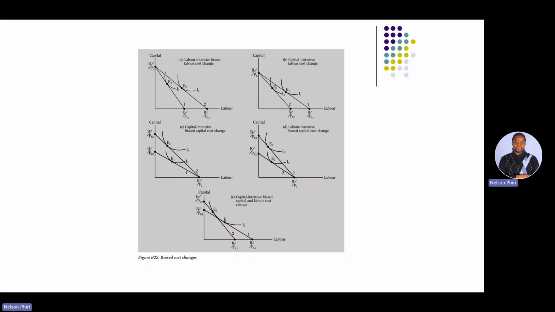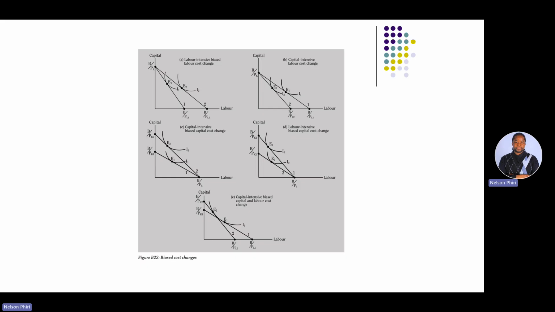Then the same analysis applies to capital. The first one, C, is where capital becomes cheaper, as shown by the movement from B over PK1 to B over PK2, which is your C diagram. So becoming more capital intensive. Then in D, we're becoming less capital intensive, maybe because capital is becoming more expensive.